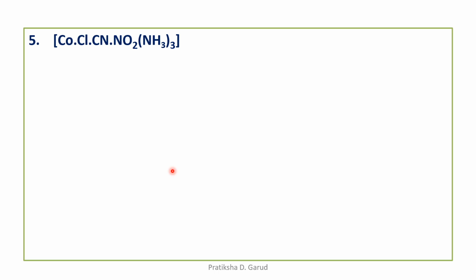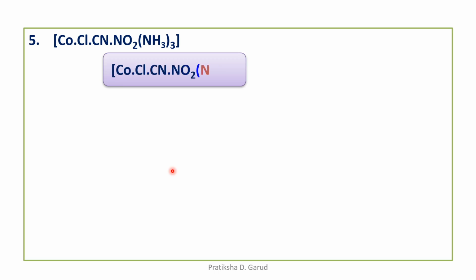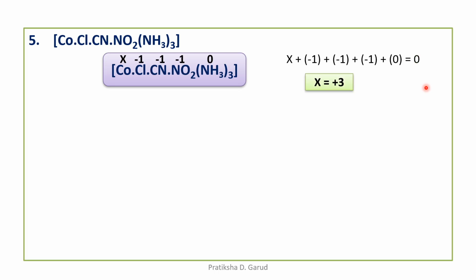The next example is the Co Cl CN NO2 (NH3)3. So let us draw this structure. In this structure, the Co is the central metal atom. So for this we have to find out the oxidation state or the number. So it is X. For chlorine we are having the charge -1. Cyanide having the charge -1, NO2 -1, NH3 is the neutral ligand, therefore it is 0. So the oxidation number, it becomes X plus -1 plus -1 plus -1 plus 0, which is equals to 0. It is having no charge, therefore it is a neutral complex, and hence the oxidation number of the cobalt becomes +3.